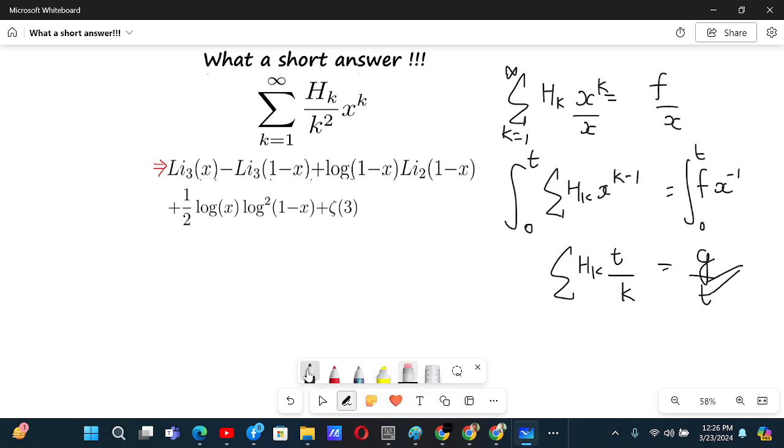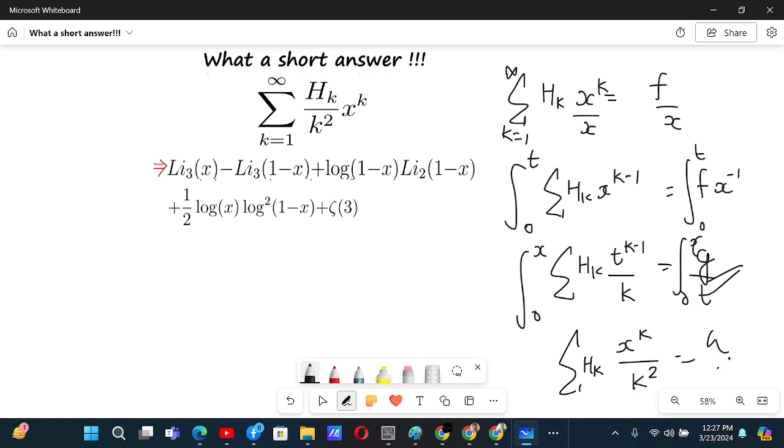Again do the same: integrate this from 0 to x. And what does that give us? The sum of H_k times x to the power k by k squared, isn't it? So this is how we find this sum. Let's call it h. This is how we are going to deal with it.